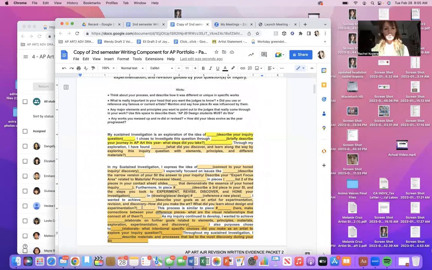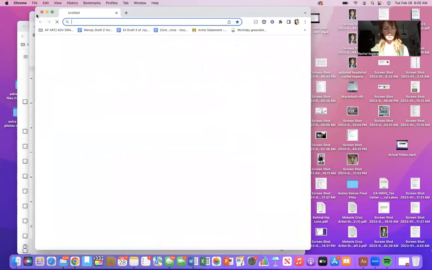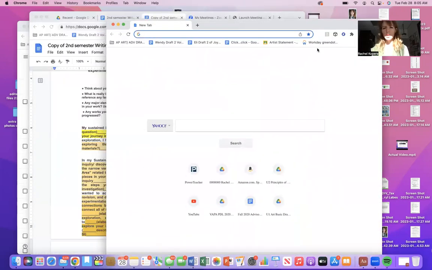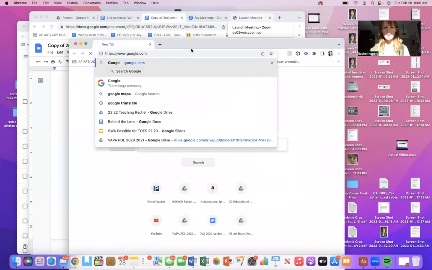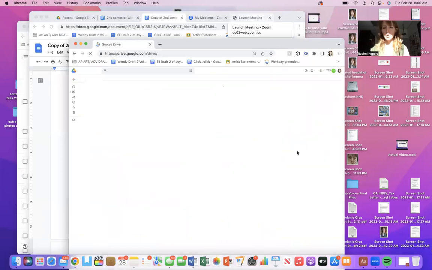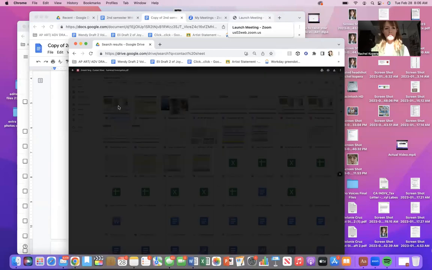Here's a frame for you. And then what I'm going to do is have out my contact sheet that I did during first semester to make notes as I talk and do a think aloud about how I hone my sustained investigation. No need to talk during these 20 minutes. So I'll go to my drive and then I'll find my contact sheet where I've already completed my materials, processes, ideas, writing. So here's one example of a contact sheet that I've shared.